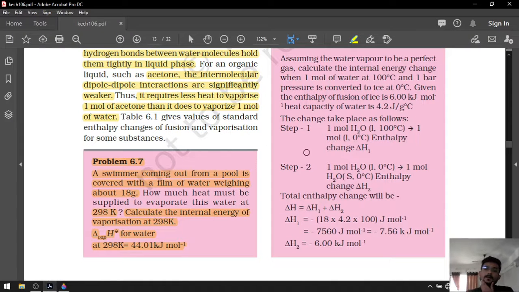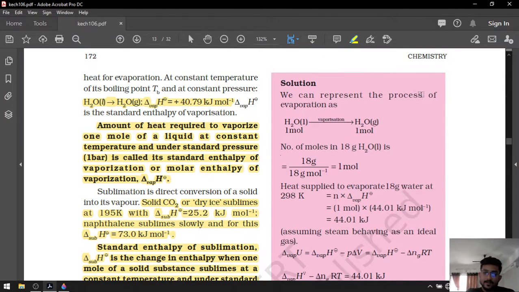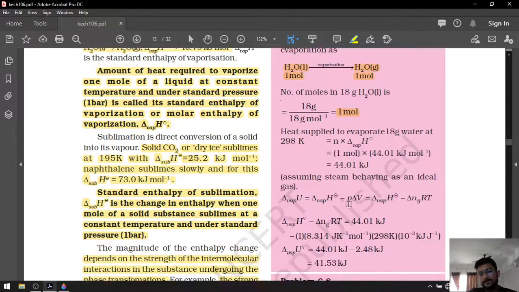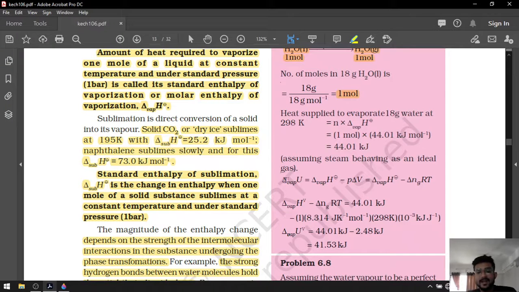Look at this over here. We can represent the process of evaporation like this, as I told you. The number of moles in 18 gram of H2O is 1 mole, as we converted it. So the heat supplied will be n into the vaporization enthalpy, equal to 44.01 because 1 mole is there only. Assuming steam behaves as an ideal gas, delta vap U is equal to delta H naught minus P delta V, and P delta V is equal to delta Ng RT. Put in the values. So delta U will be equal to 41.53 kilojoule per mole.